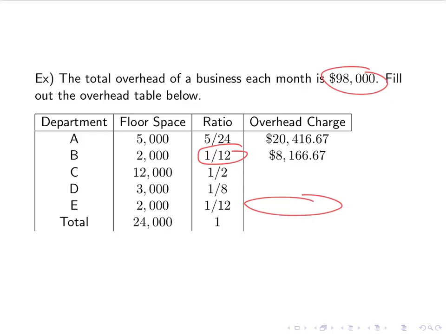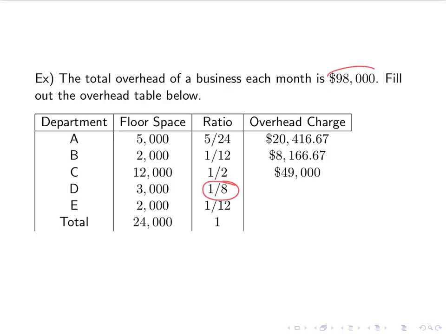Department C, I'm taking half of 98,000. That's 49,000. For D, I'm taking 1/8 of 98,000, and that's 12,250. Again, Department E is the same as Department B, overhead charge-wise. So again, that's $8,166.67. And then lastly, I'm going to add them all up.